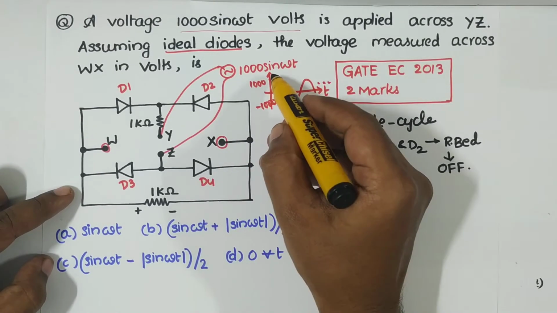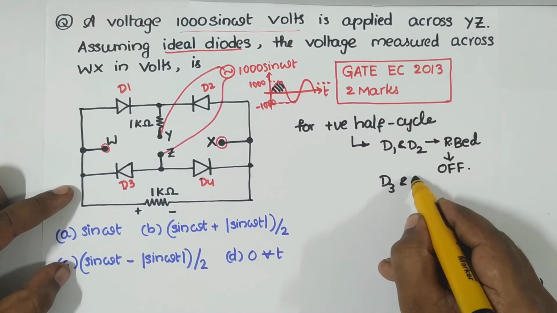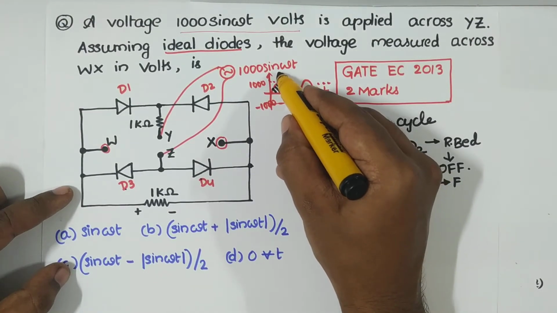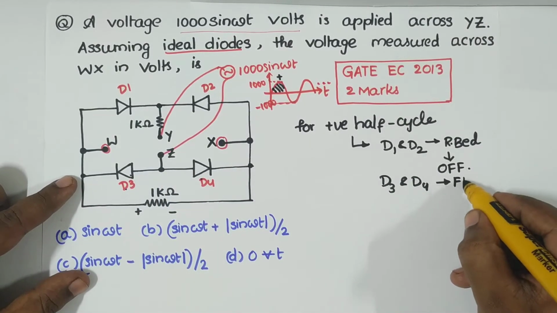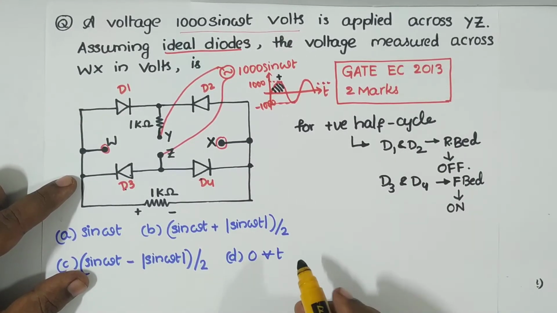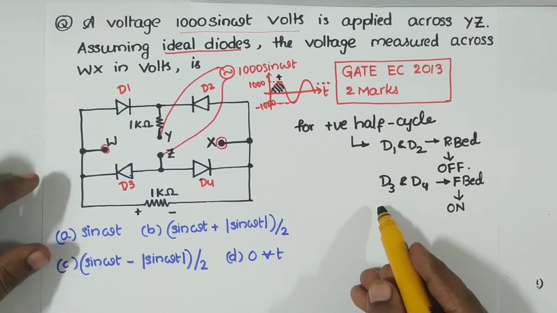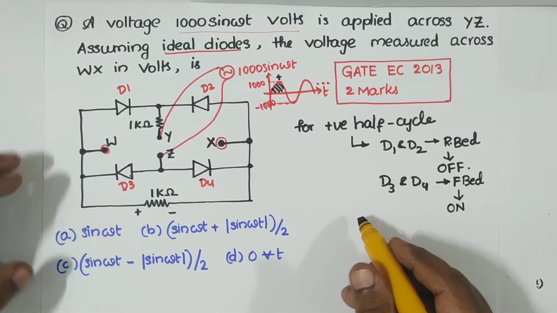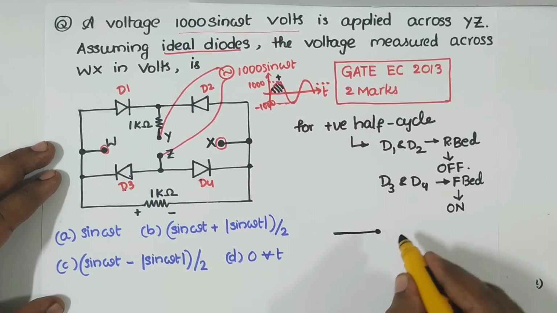Now for the same positive half cycle, D3 and D4 are forward biased. Why? Because the anodes are made positive with respect to the cathodes. So D3 and D4 are forward biased, which means they are on. And as he gave, these are ideal diodes, so there is no cut-in voltage and no forward resistance when they are forward biased. So we can take it directly this way, and redraw the circuit like this.